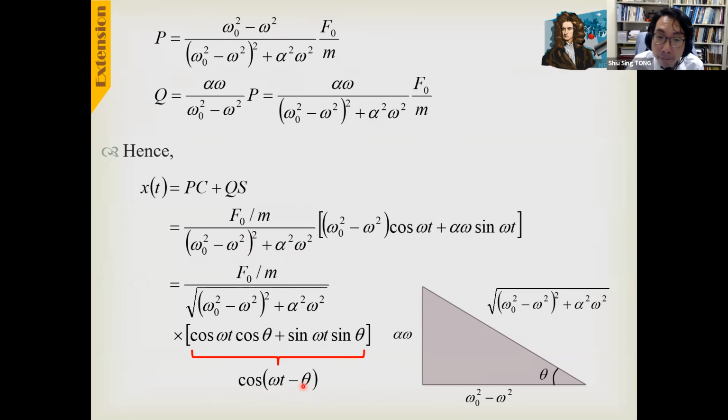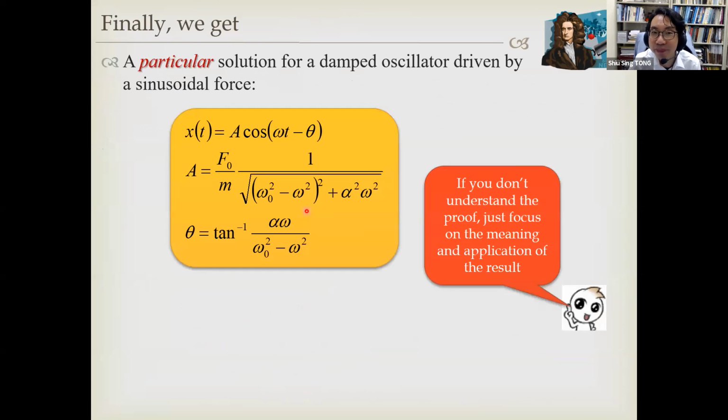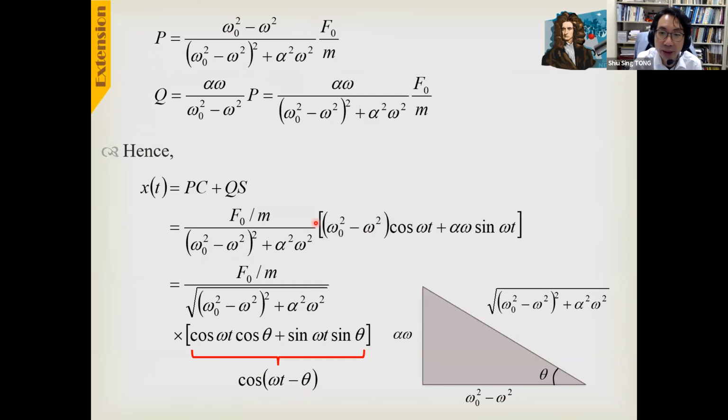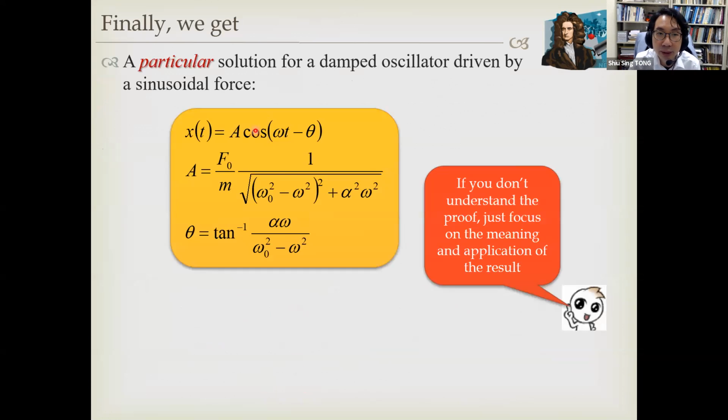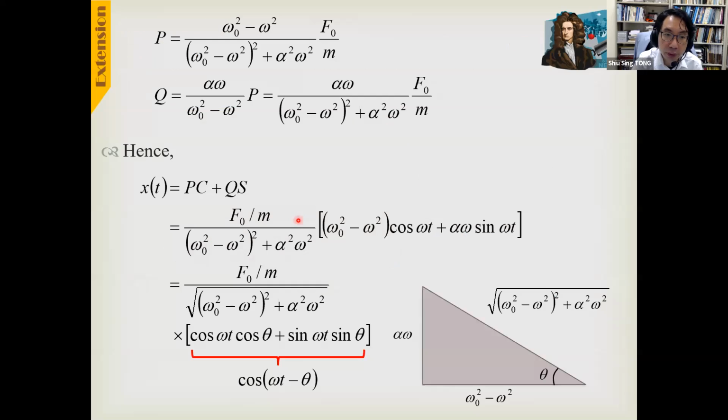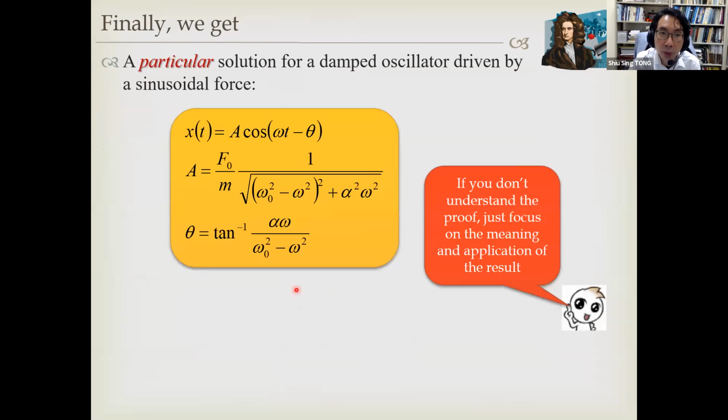Is that okay? Now here comes the final step. I now have the amplitude. The amplitude is given by A, given by this, right? This is the amplitude A. So A is equal to what? F naught over M, 1 over square root of omega naught square minus omega square, complete square, plus alpha square omega square, which is very complicated.